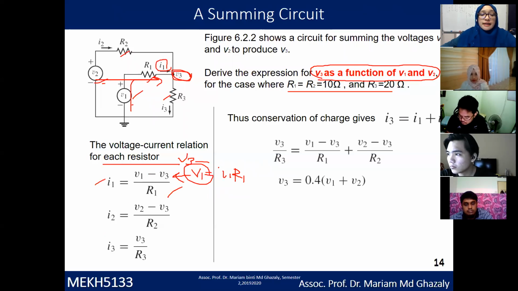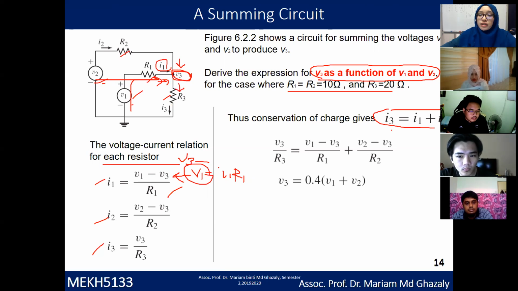Second, get I2. I2 is V2 minus V3 over R2. And I3 is V3 over R3. You know that conservation of charge at a point here gives I3 equivalent to I1 plus I2. So you have I2 going in, I1 going in, then you have I3 going out. Therefore you get I3 equal to I1 plus I2.